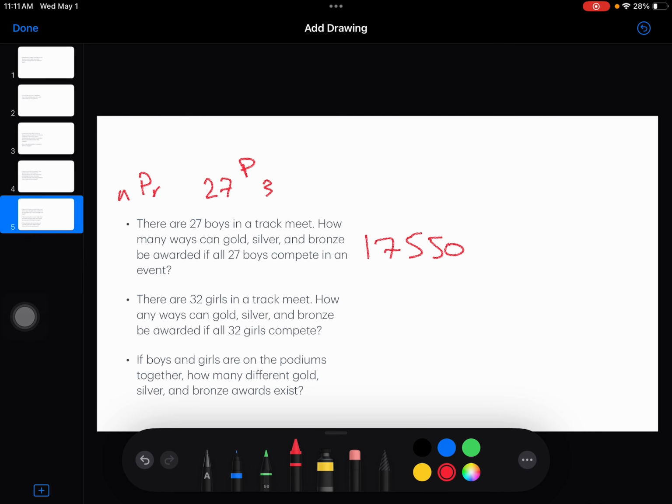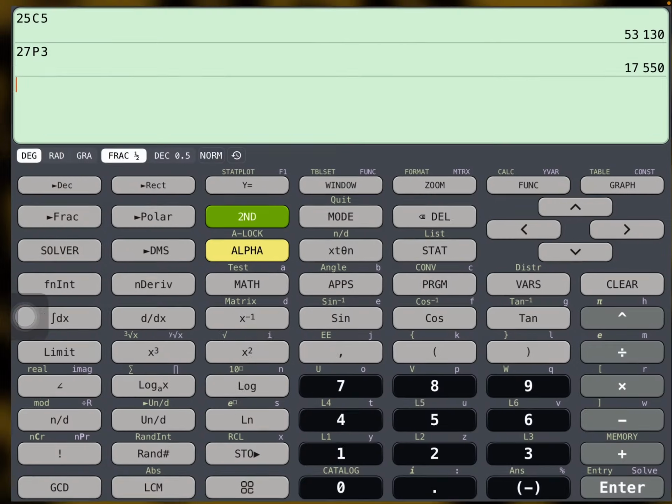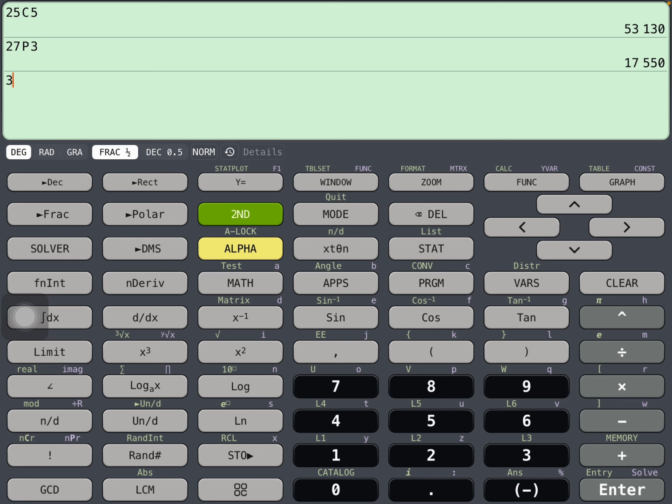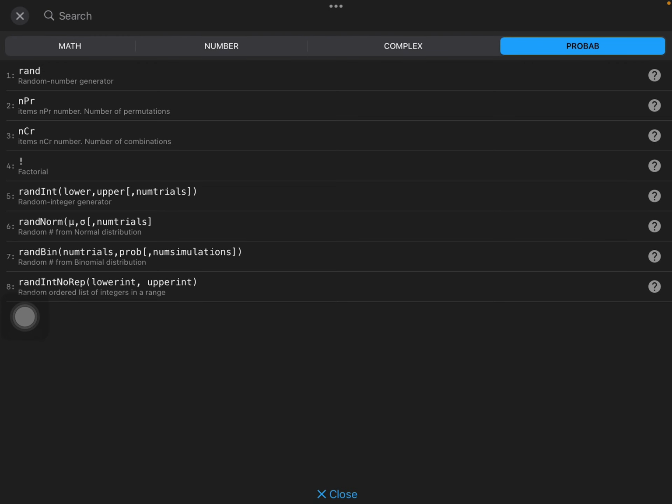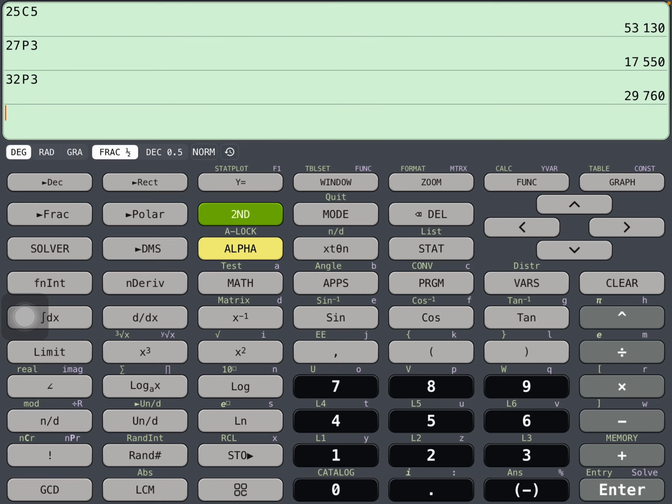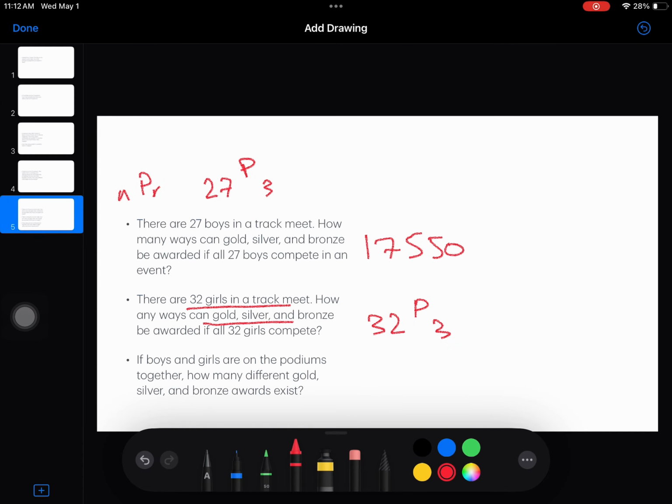Same thing, there are 32 girls at the track meet. How many ways can they get gold, silver, bronze? Order still matters, so we've got 32P3, because depending on who wins gold, silver, and bronze, those are distinct outcomes. 32P3 is 29,760.